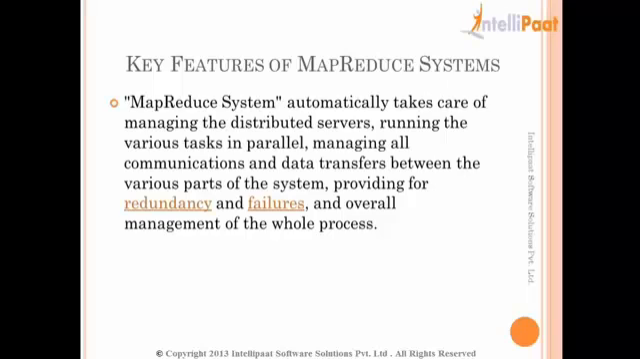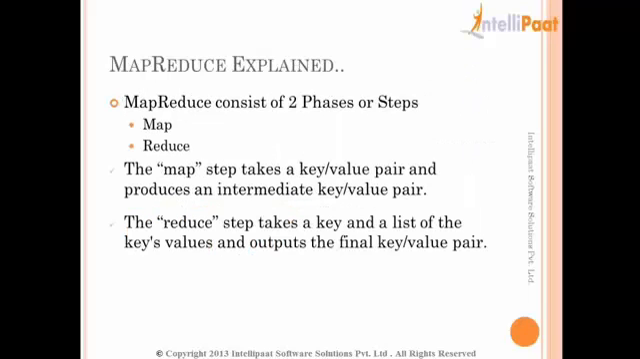So going back to the key features of a MapReduce system. This is what I covered. I don't intend to spend more time on it, but what I really wanted to cover is that a MapReduce system automatically takes care of managing a distributed server, which is what we talked about, running the various tasks in parallel, and managing all the communication. It's not inter-process communication where processes talk to each other. It is about the status, and the function of the job itself. The data transfer between the various parts of the system is also handled, as are redundancy and failure. So the whole process comes through from there. Let's get into a little more detail.